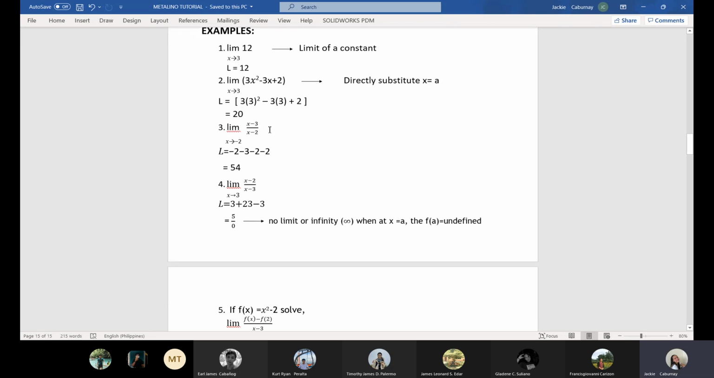So, number 3, limit of x minus 3 divided by x minus 2. Oh, I made a typo. Sorry. Wait a moment.